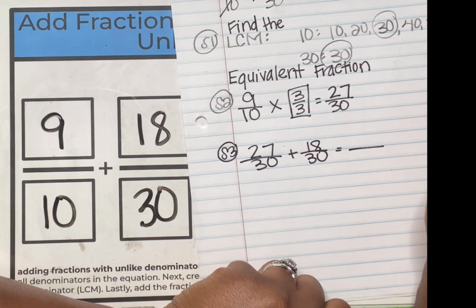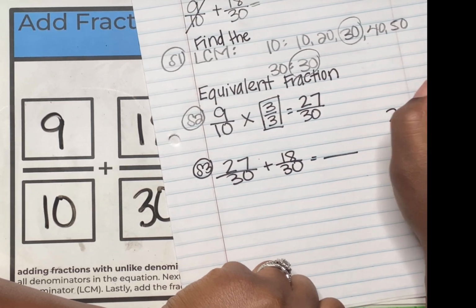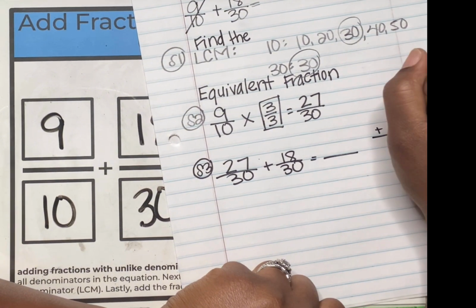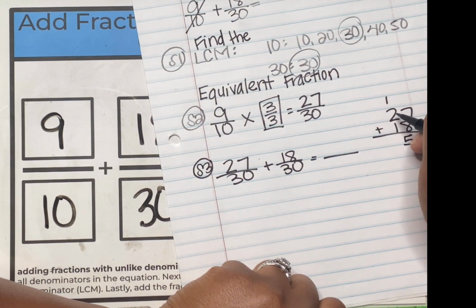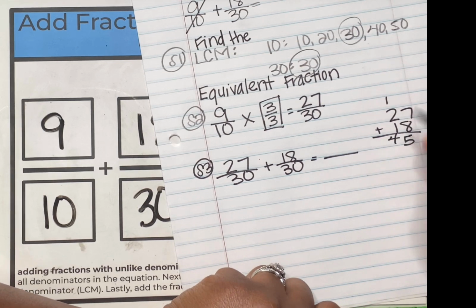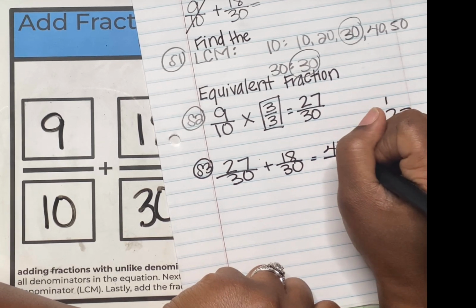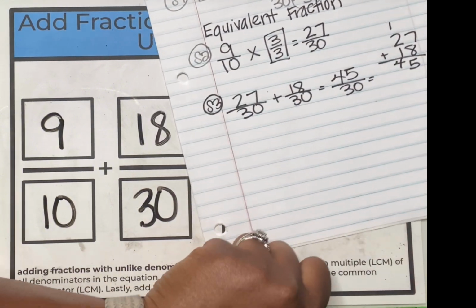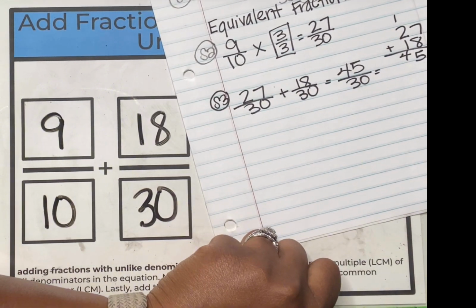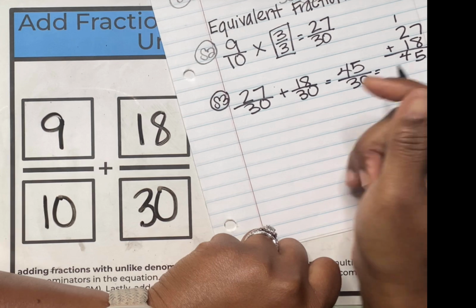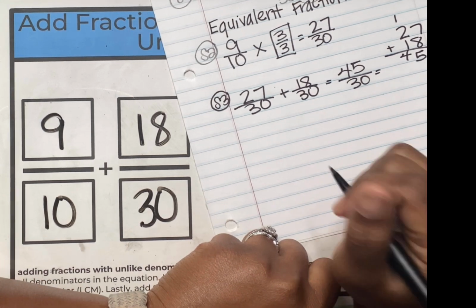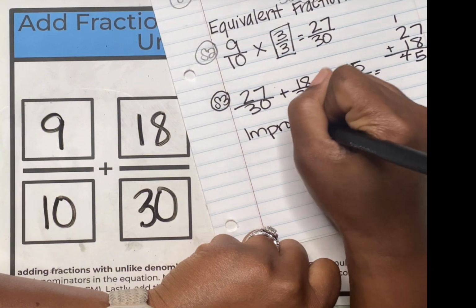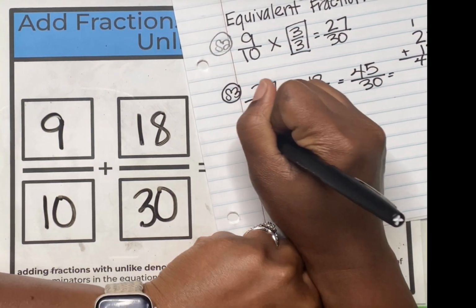And then we simply add our numerators. Come off to the side to do that computation. 45/30. That looks a little different, Miss Landra. No, it is. What type of fraction is that? Hopefully you said improper. Very good.